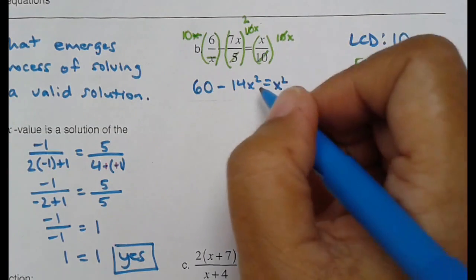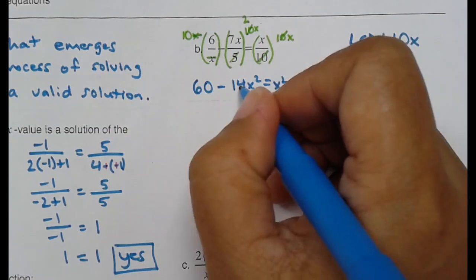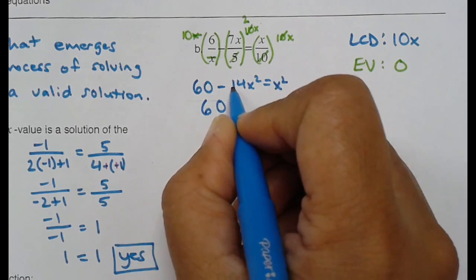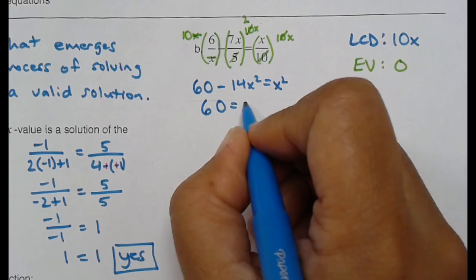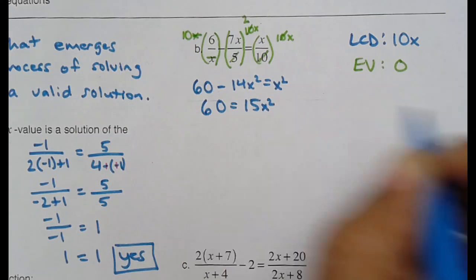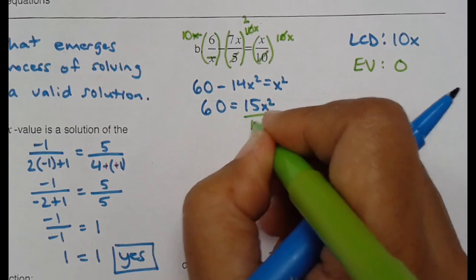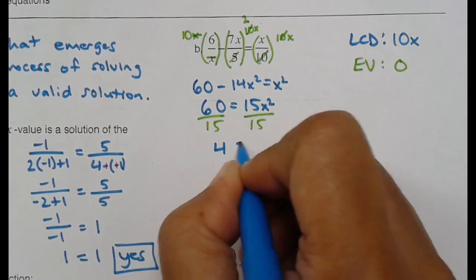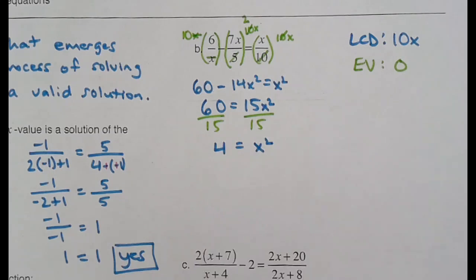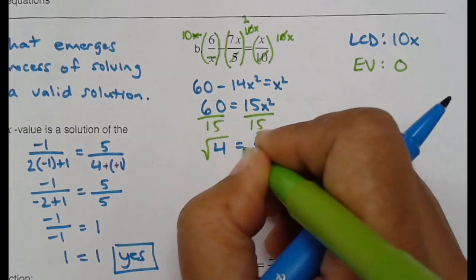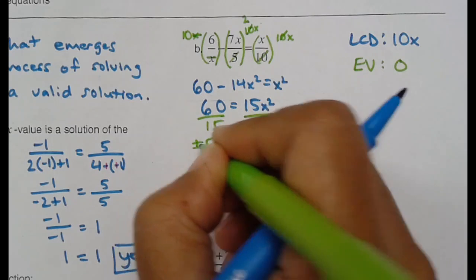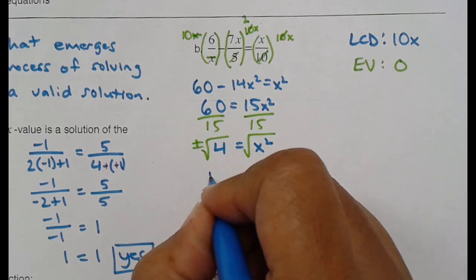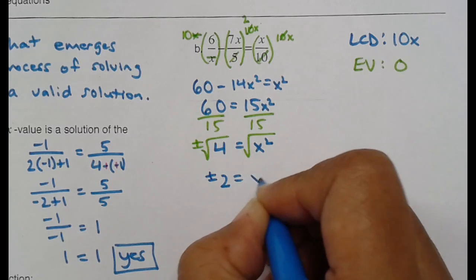Since I have x squared and x squared, I'm going to move this to the other side so we can add those like terms together. So I'd add 14 over plus the 1 makes 15. I'm just getting x squared by itself, so I'm going to go ahead and divide both sides by 15. And that gets me 4. And then to get rid of the square, we take the square root. And don't forget the square root rule where you have to write plus or minus. The square root of 4 is 2, so plus or minus 2 equals x.